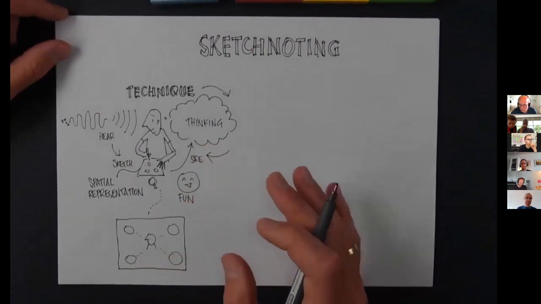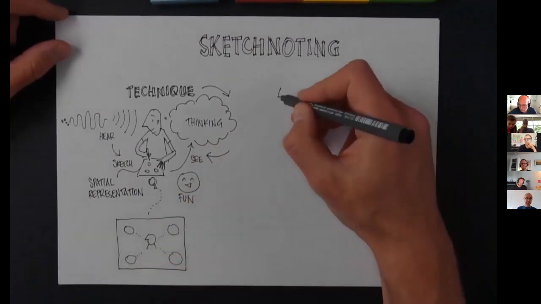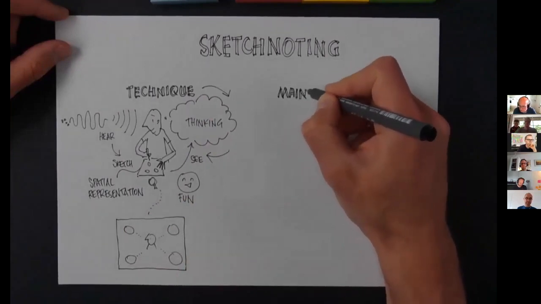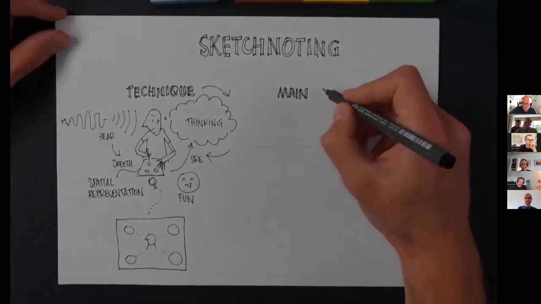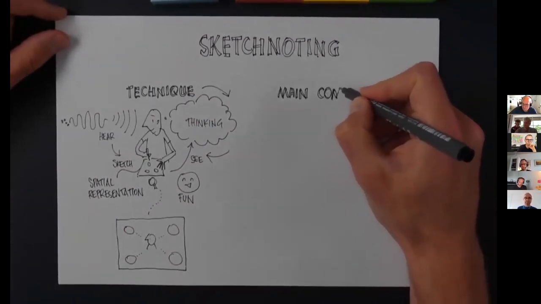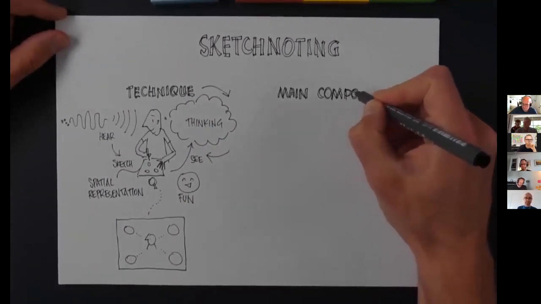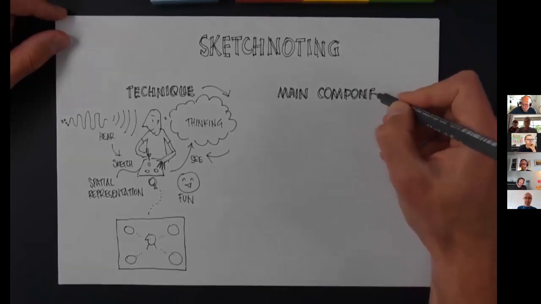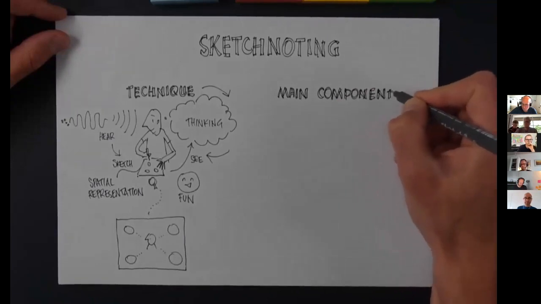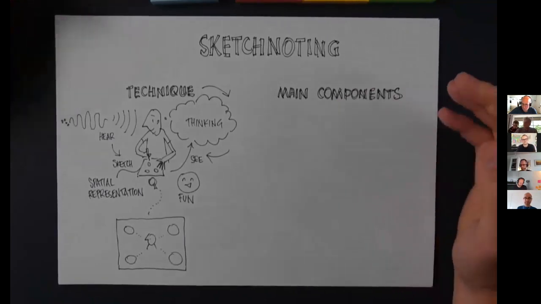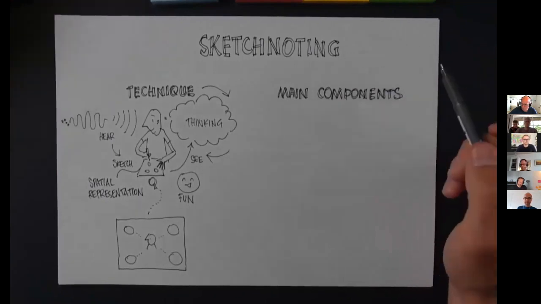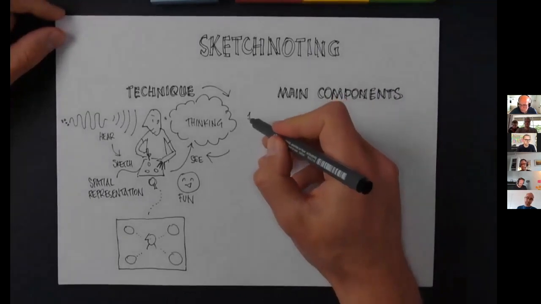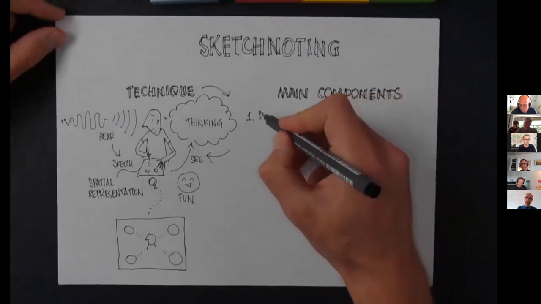And now we will reverse engineer the main components that constitute a successful sketchnote, basically. And I already showed you these components, but I will go through them one by one, so that we can talk about them individually and maybe learn a trick or two additionally. So the first main component we want to talk about is the spatial organization.